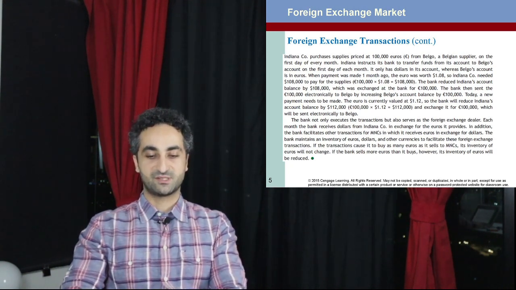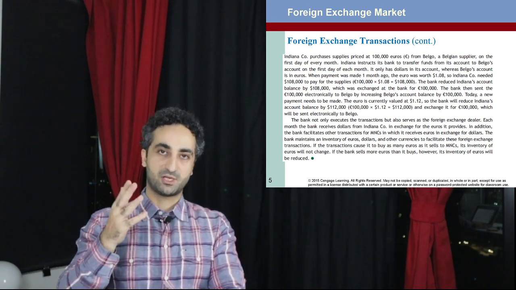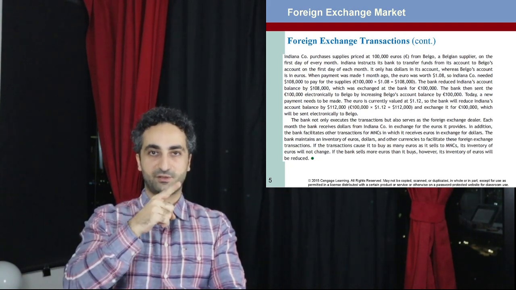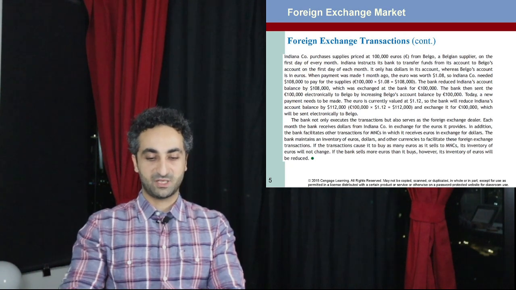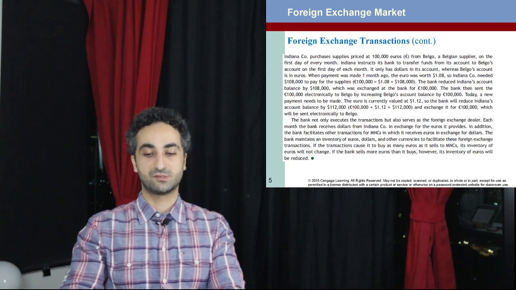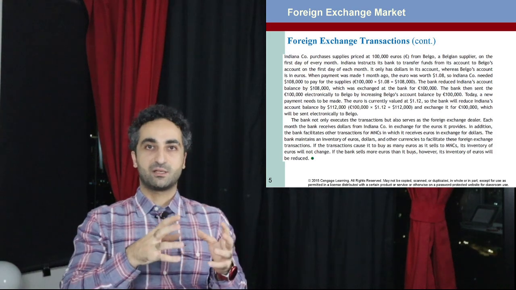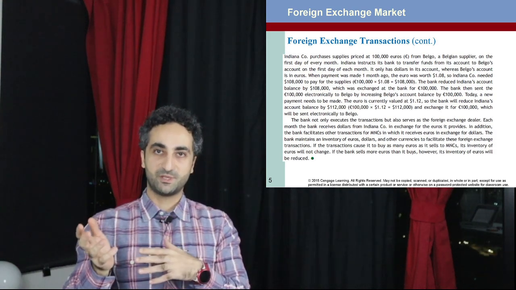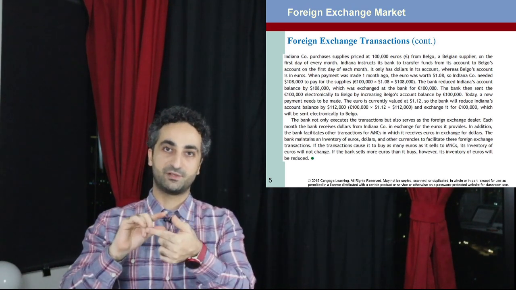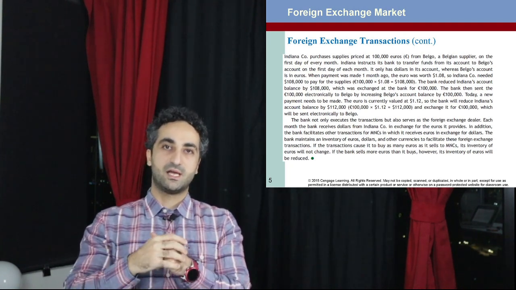Each month, the bank receives dollars from Indiana company in exchange for euros it provides. So the American bank is basically dealing with converting USD to euro. In addition, the bank facilitates other transactions for MNCs in which it receives euros in exchange for dollars. However, this same American bank has deals with other companies as well. In these deals, maybe the bank is converting the opposite, dollars for euros and euros for dollars as well.